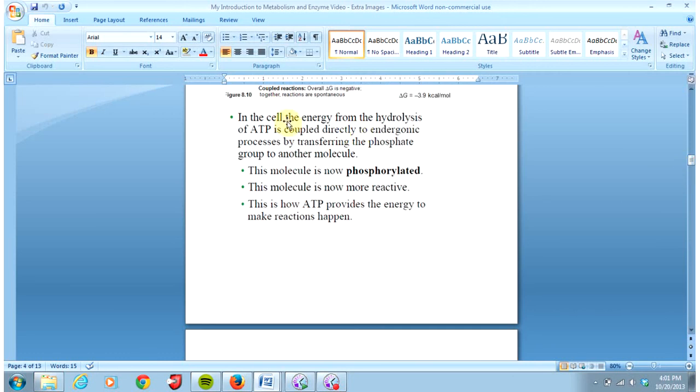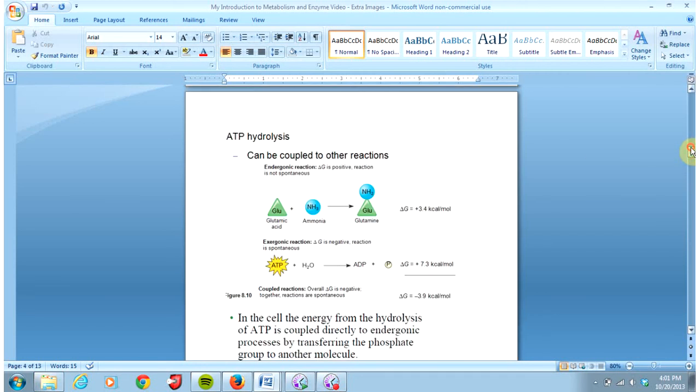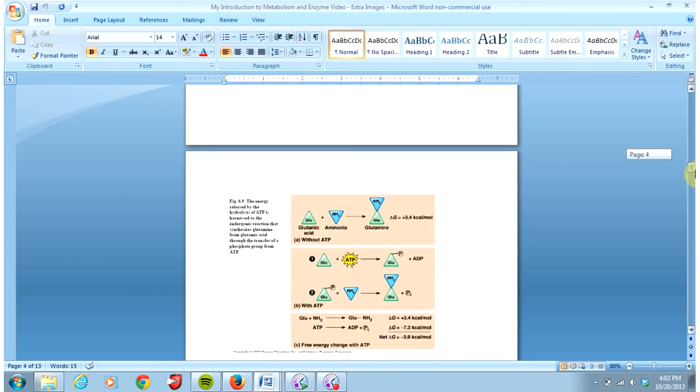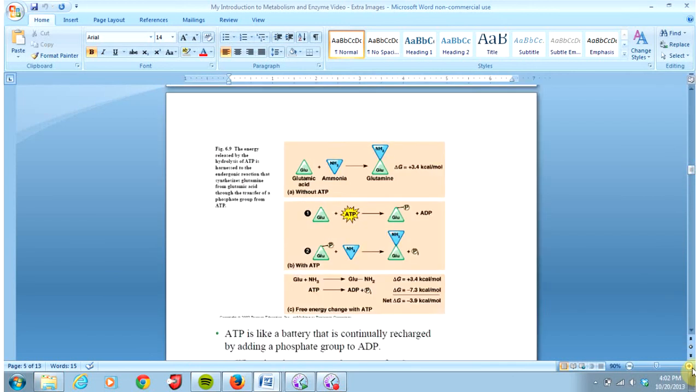A lot of times, the way that the energy from ATP is used is by transferring the phosphate group that has a lot of energy associated with it to another molecule. When we put that high energy phosphate group on another molecule, we say that that molecule is phosphorylated and is now more reactive and willing to react with other molecules. Like, for example, if I was to phosphorylate, add this phosphate group to glutamic acid, it's going to be more willing to meet up with ammonia. And they actually show that in this picture right here.